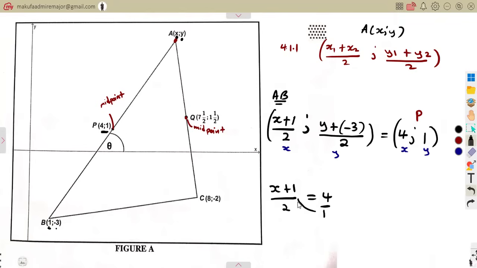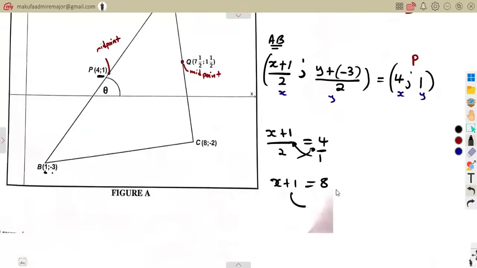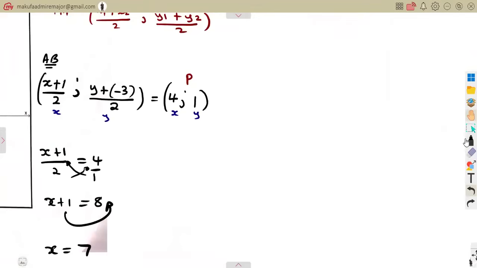Cross multiply. So that is 1 times (X plus 1), that's X plus 1, and 2 times 4 is equal to 8. So from this, we can transpose 1 to the other side. That will be a minus. So X is equal to 7, 8 minus 1.